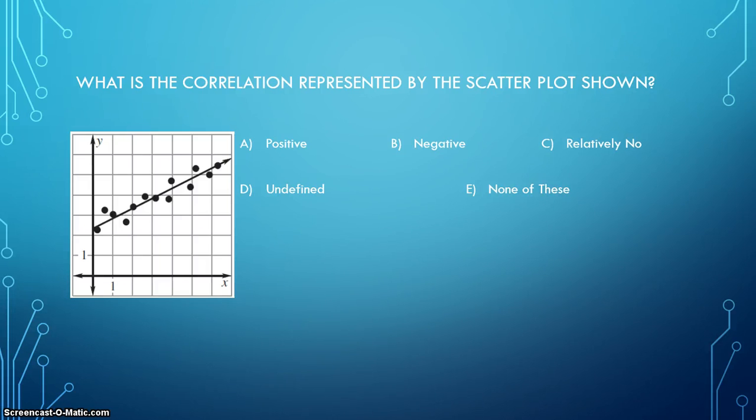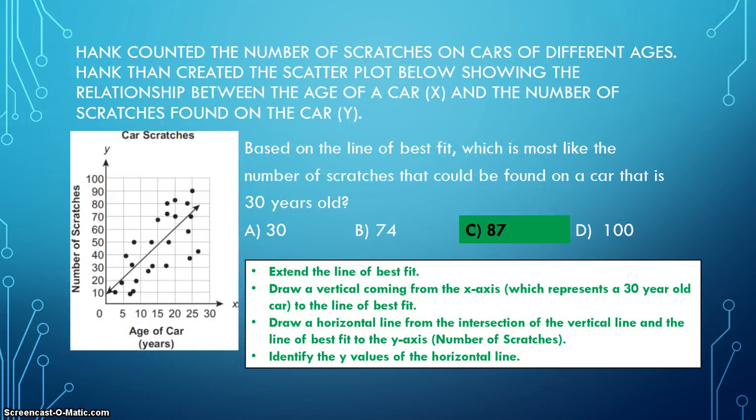Alright, welcome back. So we're going to go ahead and take a look at the very first one. Now, this one right here, as you can see, you has a graph of car scratches, and the x-axis is age of car in years, and the y-axis is number of scratches. So if we take a look at the question, based on the line of best fit, which is the most likely number of scratches that could be found in a car that is 30 years old.